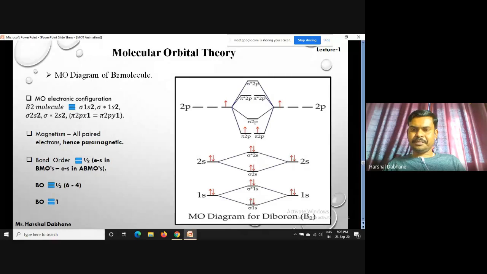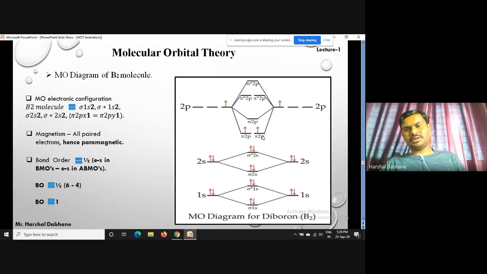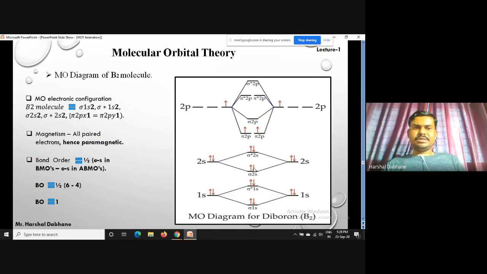So this is the molecular orbital diagram of the B2 molecule. The MO electronic configuration of this molecule is sigma 1s2, sigma star 1s2, sigma 2s2, sigma star 2s2, and then pi 2py1, pi 2pz1. Next are the magnetic properties. When we observe this, we have two unpaired electrons, they are single electrons.